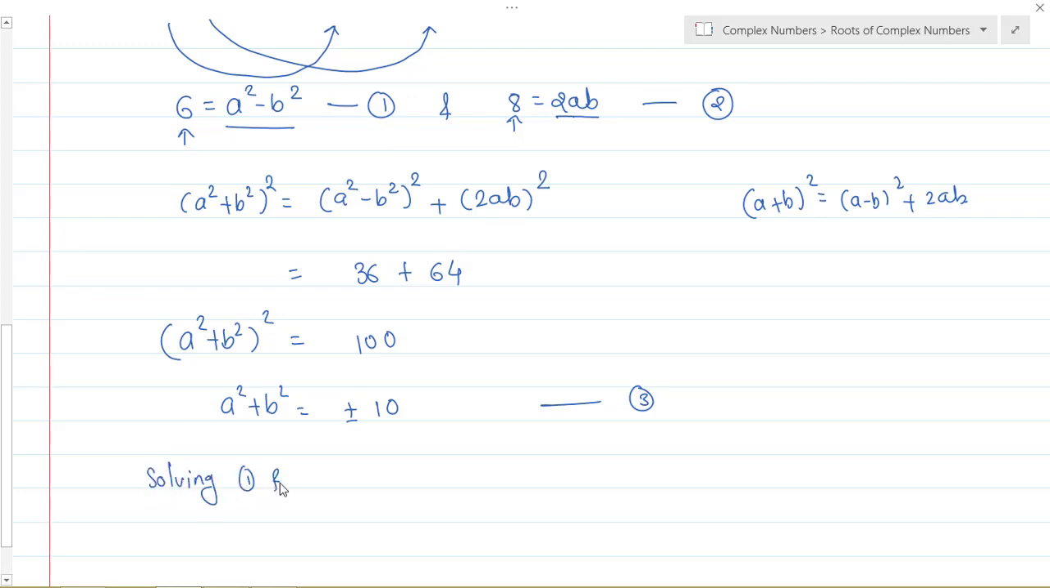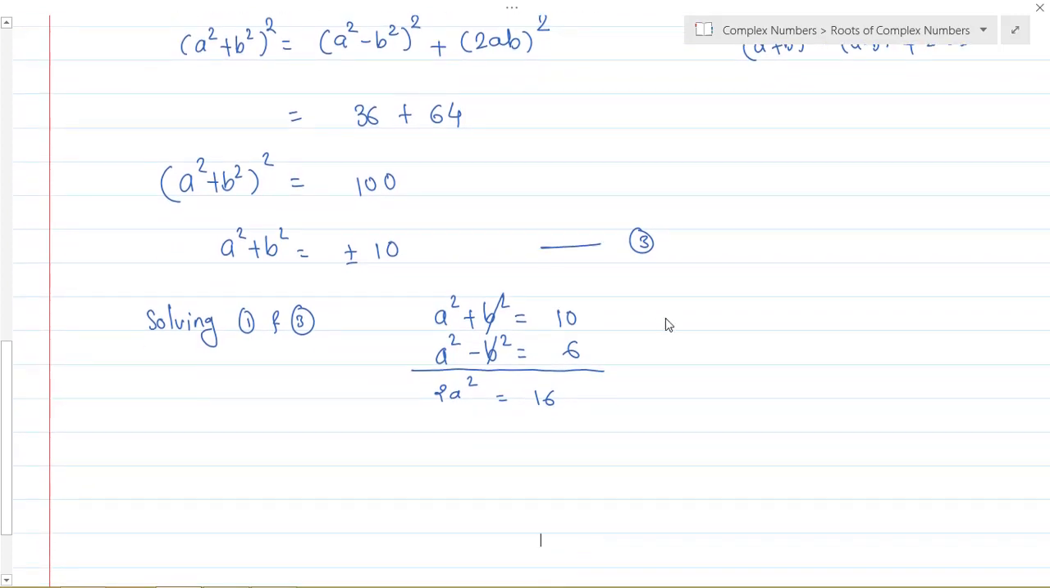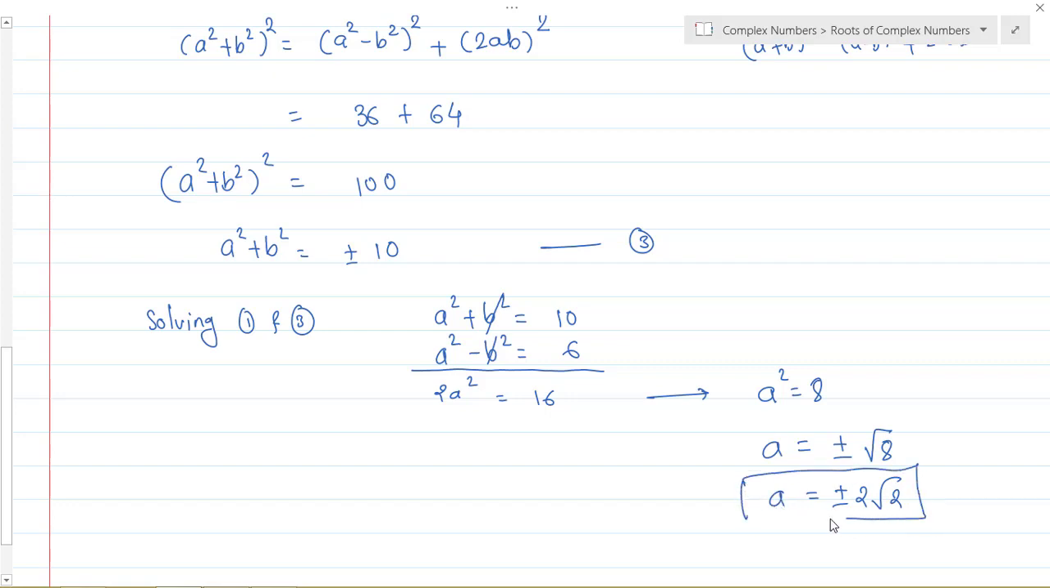Solving 1 and 3, what will you get? Let me take 10 first: a square plus b square is equal to 10, and a square minus b square is equal to 6. Let's add these two equations. The b square cancels, so we get 2a square is equal to 16. So a square is equal to 8. So a is nothing but plus or minus root of 8, which is plus or minus 2 root 2. This is the value of a that I am getting.